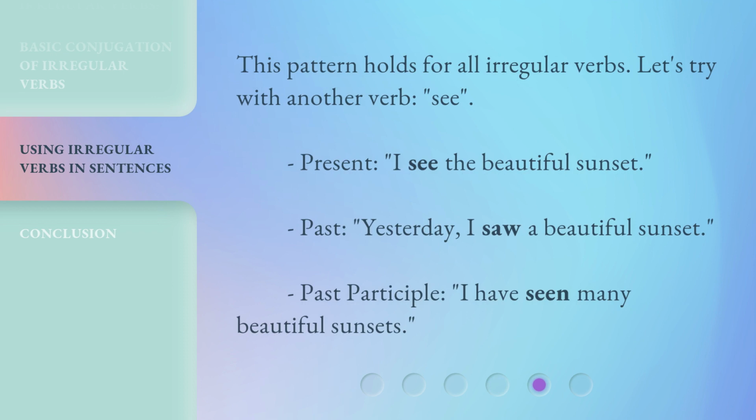Let's try with another verb. See. Present: I see the beautiful sunset. Past: yesterday, I saw a beautiful sunset. Past participle: I have seen many beautiful sunsets.